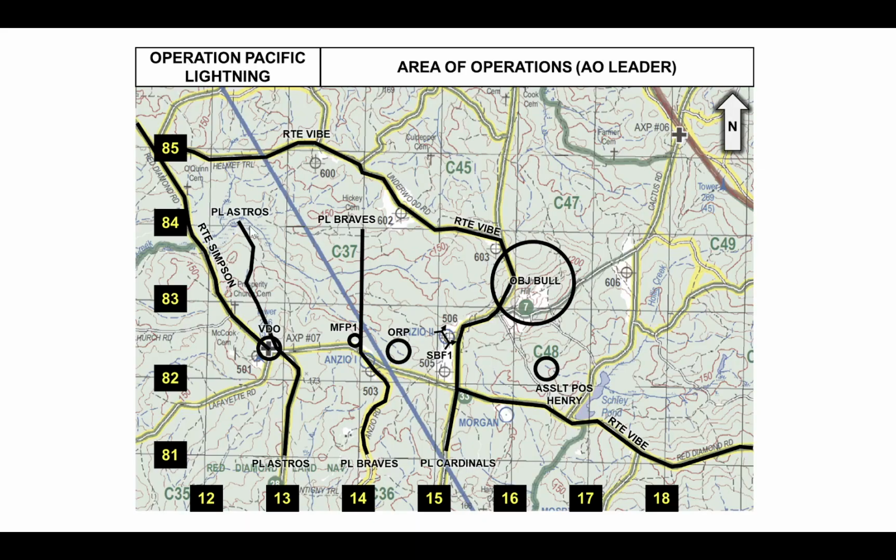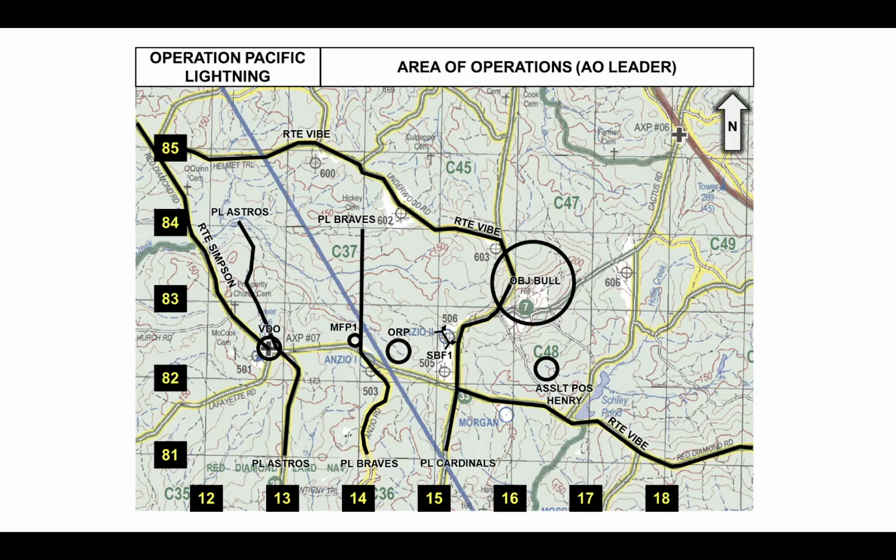Phase lines are going to be introduced whenever a movement formation changes. It triggers an action of some sort. So phase lines shouldn't be used unless they're actually going to trigger a change or something decisive to the operation, like going from bounding overwatch to traveling overwatch or vice versa. Or, hey, if we cross this phase line, this is going to be our dismount point.